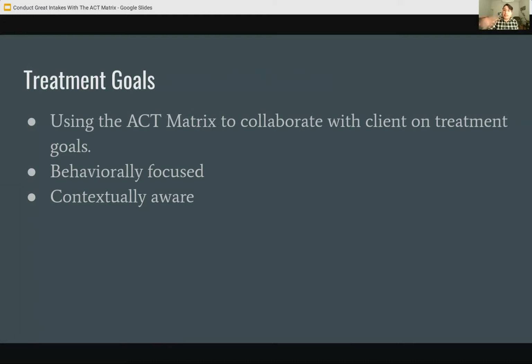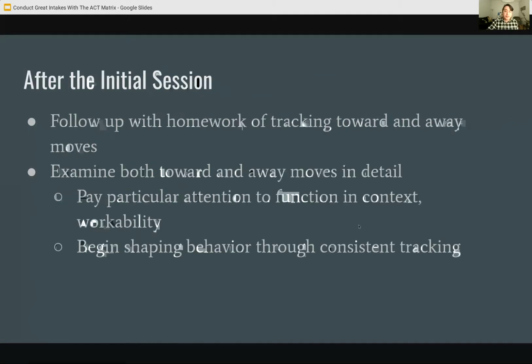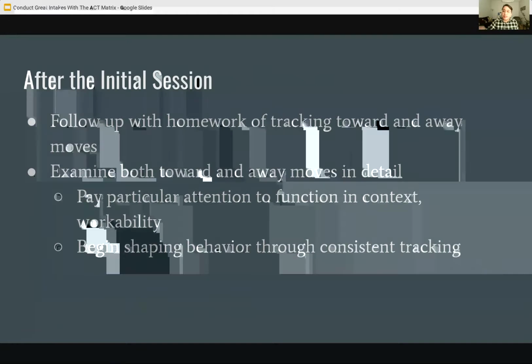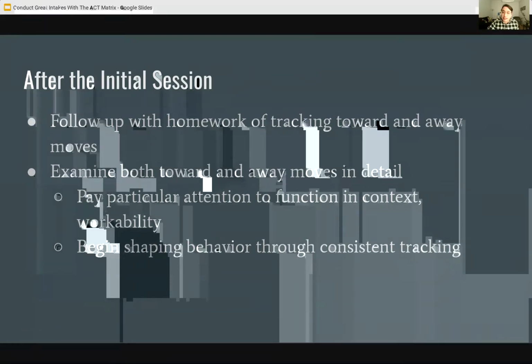So once you have goals like that, your treatment goals sort of write themselves, especially if you work in a context where you need to write down specific treatment goals for clients, like actionable items. You can just pull those right out of the matrix and right onto your treatment planning sheet that you need to give to your boss or whatever. And then after that initial session, you're following up with homework of tracking those towards and away moves. And then you're just going along with the work. You're seeing, how did that work for you? What was the function of this? And then you're just shaping skills, whatever skills the client needs in that moment.